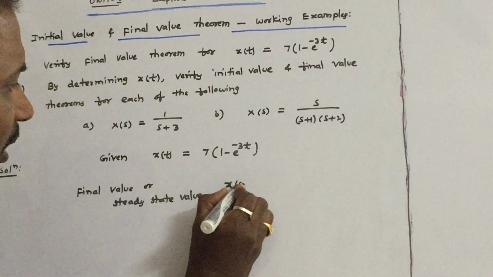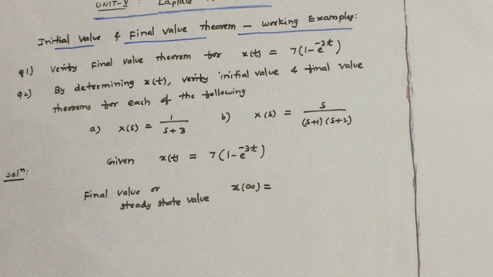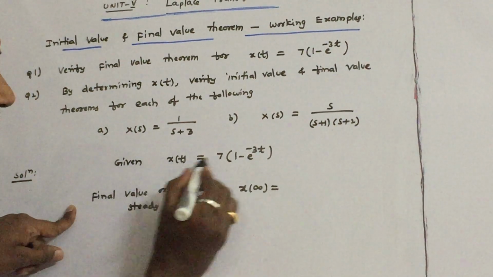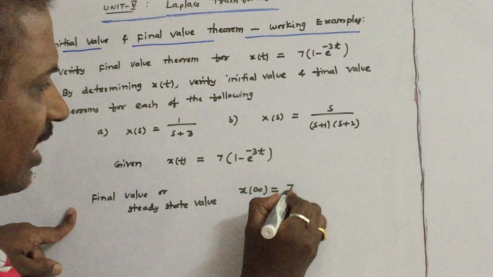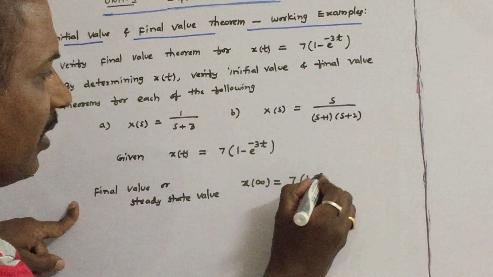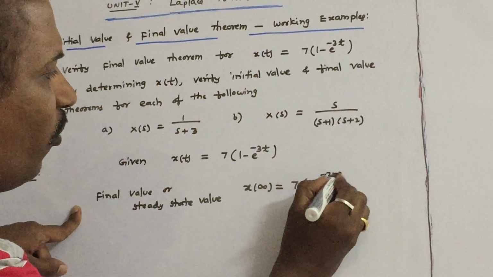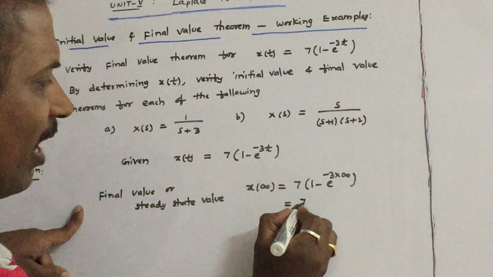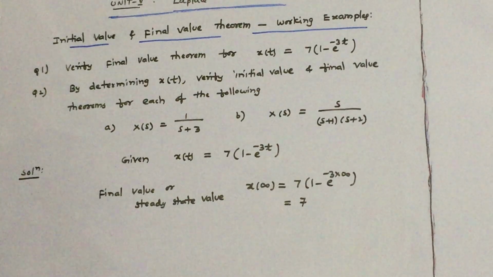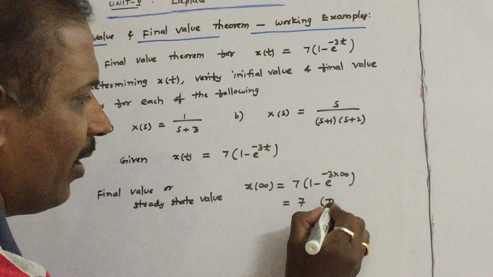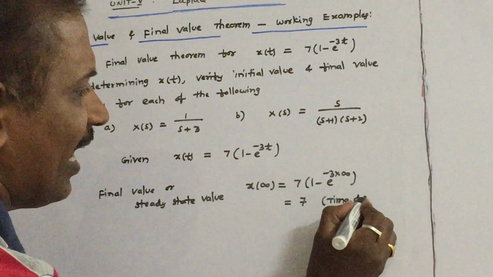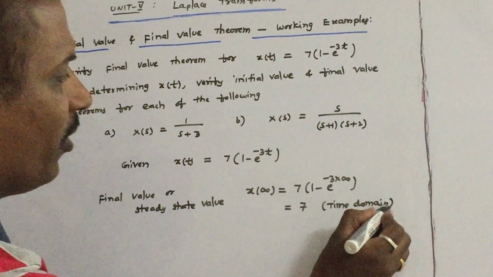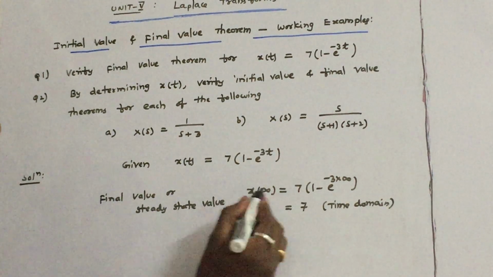So what is the formula? Just x of infinity, first just substitute t is equal to infinity in this expression. So therefore 7 into 1 minus e power minus 3 into infinity. So therefore e power minus infinity is 0. The final value for this question is 7 in time domain. Remember that in time domain, so just directly substitute t is equal to infinity. So that is called as final value.